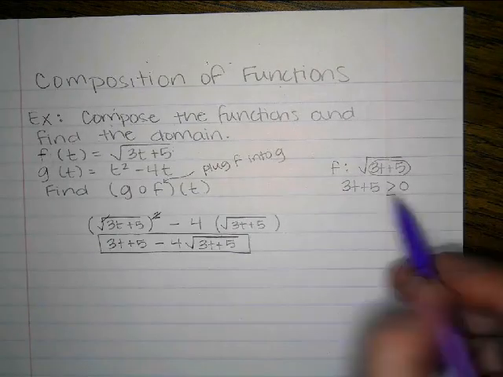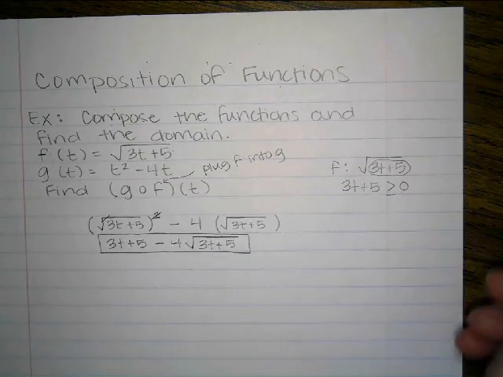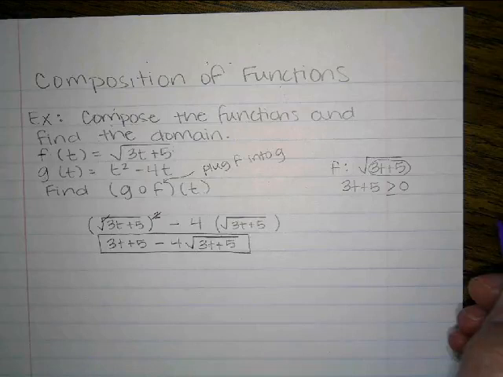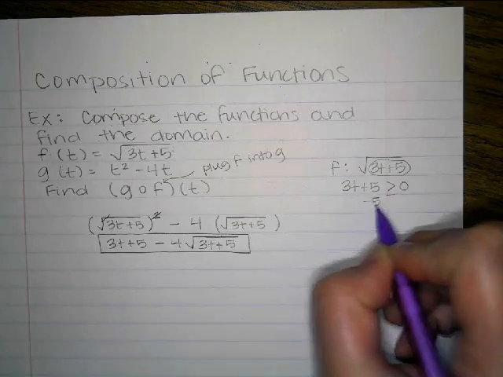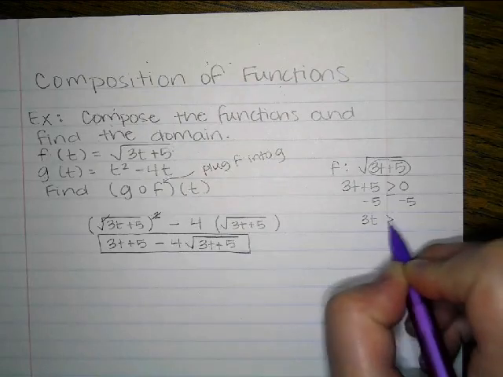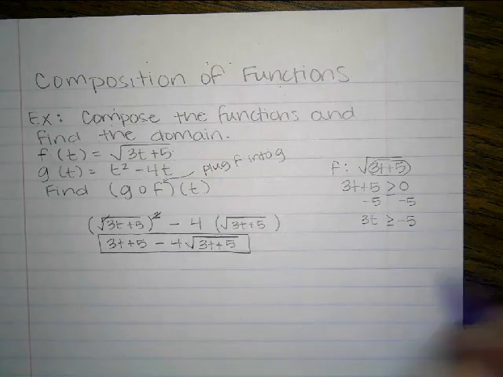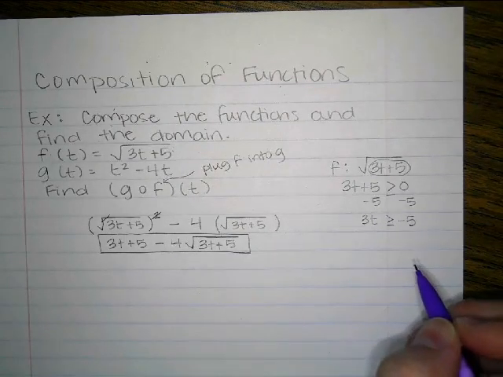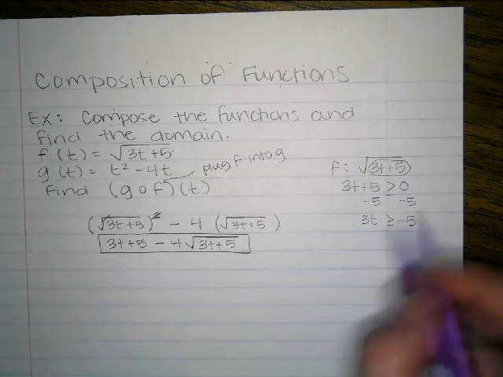Okay, so how am I going to solve this for t? I'm going to minus 5. Okay, so 3t is greater than or equal to negative 5. And then what am I going to do? Divide by 3.